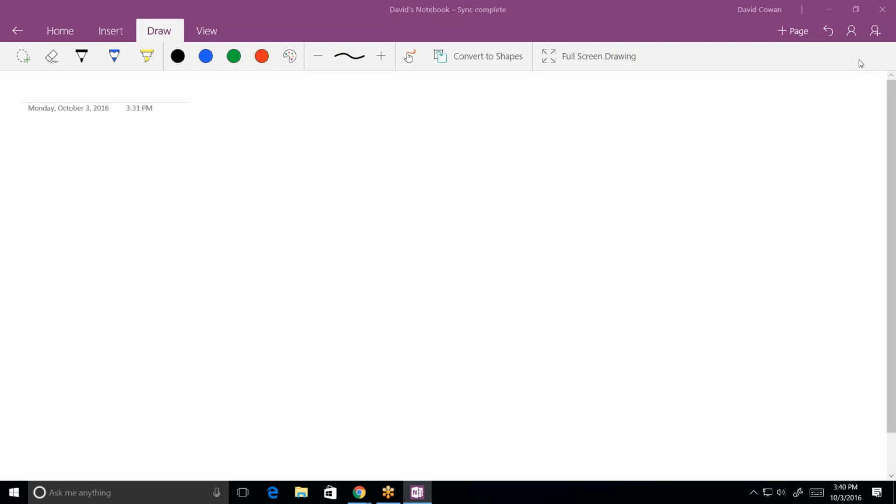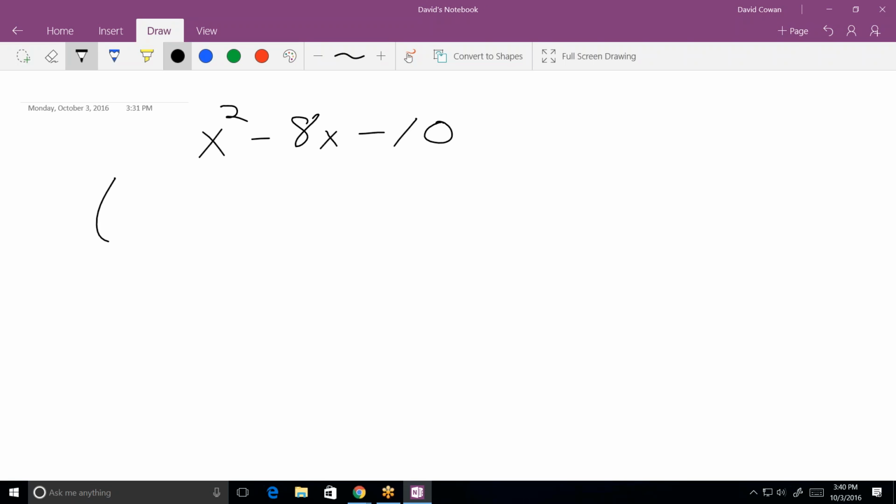Equations can be put in. Okay. Let's talk about factoring. Factor that for me. It's one thing you can never get too much practice in, and that's factoring.